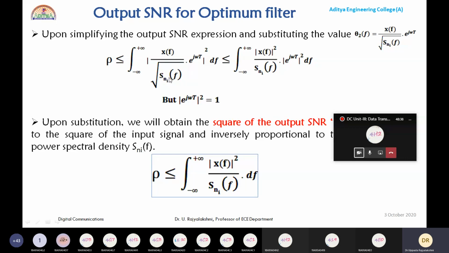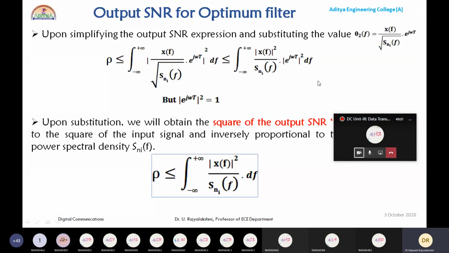So root and square gets cancelled here and directly you will get input noise power spectral density, that is Sni of f into e power j omega t square df. Here what is the value of e power j omega t square? Anyone of you? Magnitude.